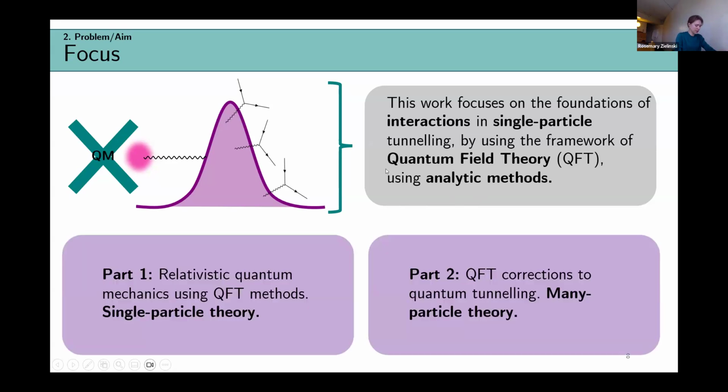So this brings us to the two parts of this talk. So the first is we want to develop a formalism for how we can describe tunneling in QFT. So in this part, we just consider relativistic quantum mechanics, but we use QFT methods to derive known results. And this is like a fundamentally single particle theory in this section. And then once we have this formalism, we build upon it to ask the question, how do things like loop diagrams and QFT corrections impact tunneling probabilities? And how can we actually include these in a useful way? So this is the many particle theory.